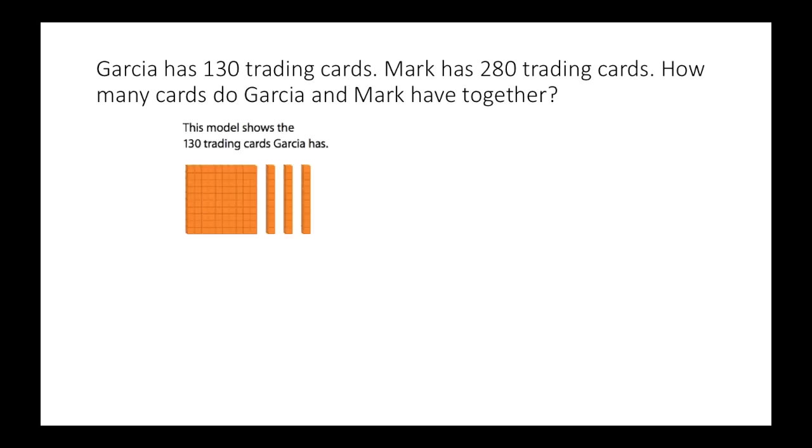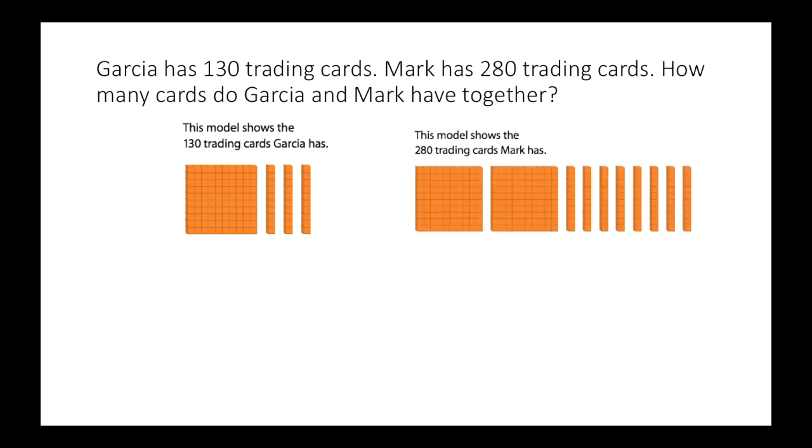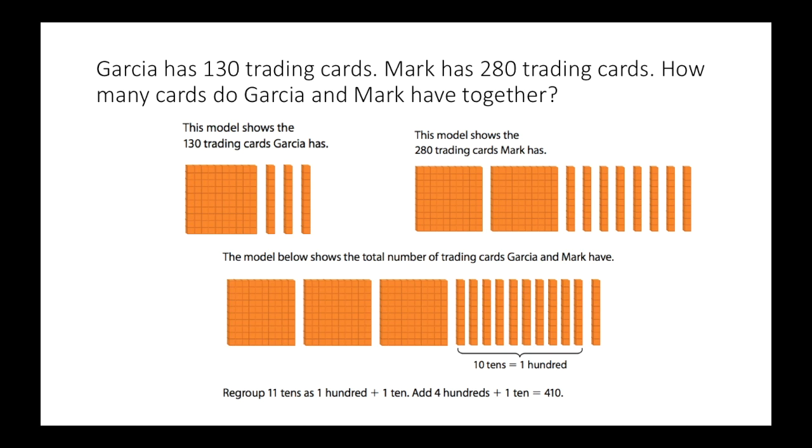This is the model that shows how much Garcia has. You can see she has 100, and then she has 3 tens, which gives her 130. And then Mark has 200 and then 8 tens or 80, so he has 280. I can just take these place value blocks and put them all together, giving me this right here. However, I have 11 tens when I put them all together. So I can't really have 11 in that tens place.